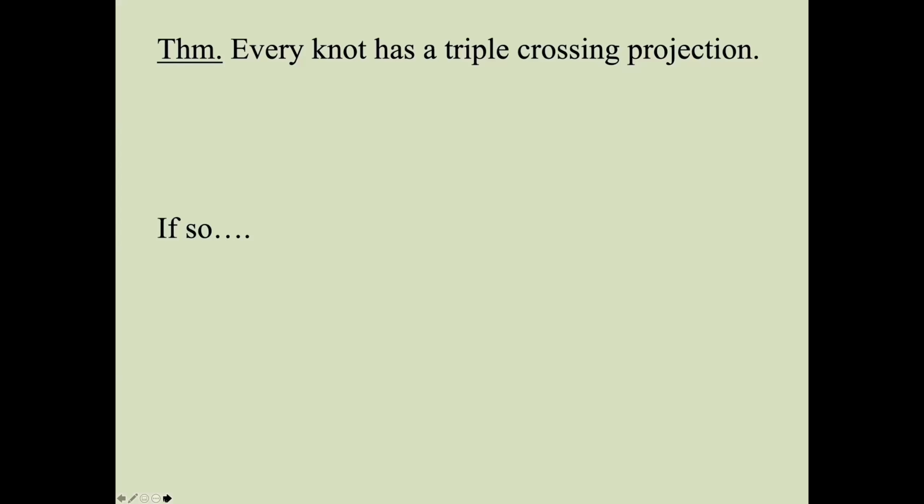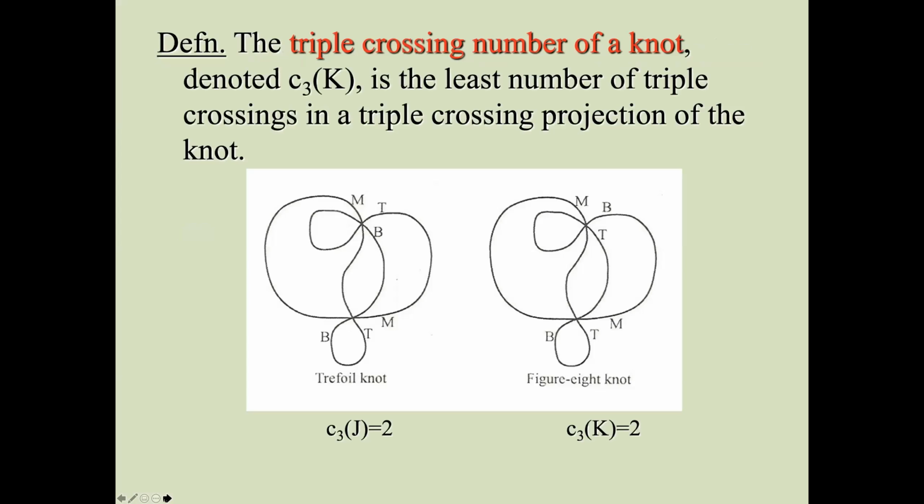Okay, so I claim that every knot has a triple crossing projection, and I'm going to prove that for you in a second. But if that's true, then we can define the triple crossing number of a knot, which I'll call C sub 3 of k, to be the least number of triple crossings in any triple crossing projection of the knot. Now, in the case of these 2 knots, you cannot get a projection with a single triple crossing. So that tells us that the triple crossing number of the trefoil knot is 2, and the triple crossing number of the figure-8 knot is 2.